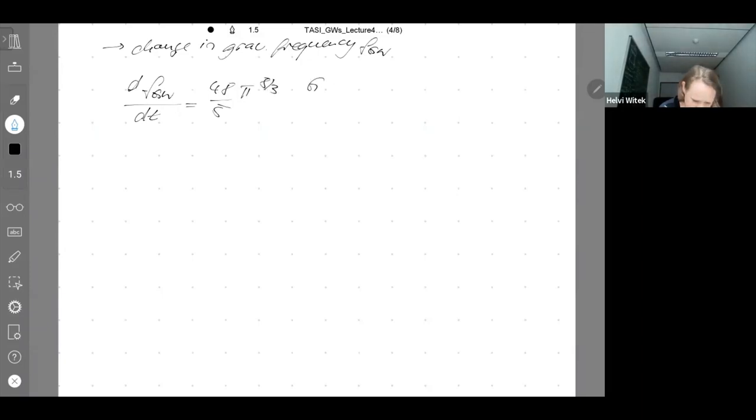times Newton's constant times the chirp mass to the power of 5/3 divided by the speed of light to the fifth. And then we have here the frequency as a function of time to the power of 11 over 3. And yesterday we had this question why the chirp mass and why we can measure this so accurately.